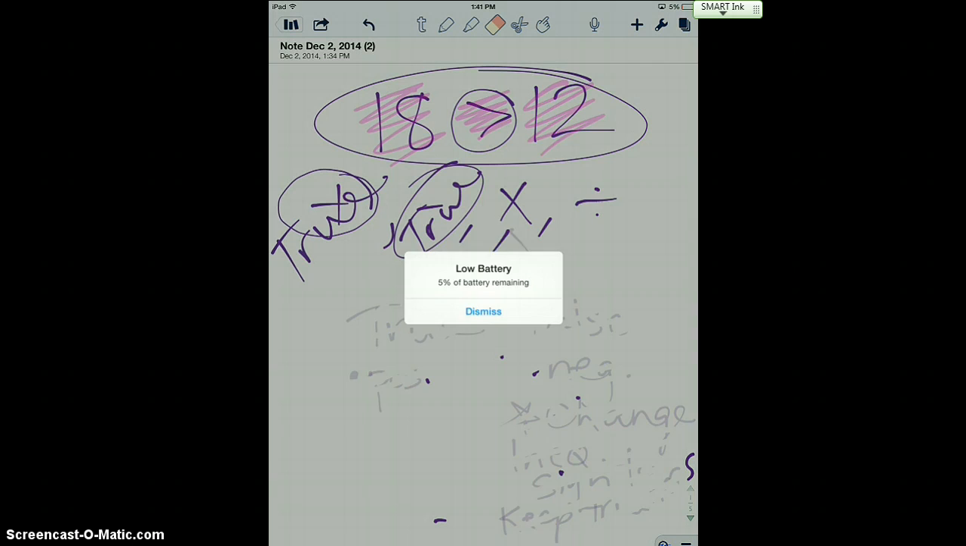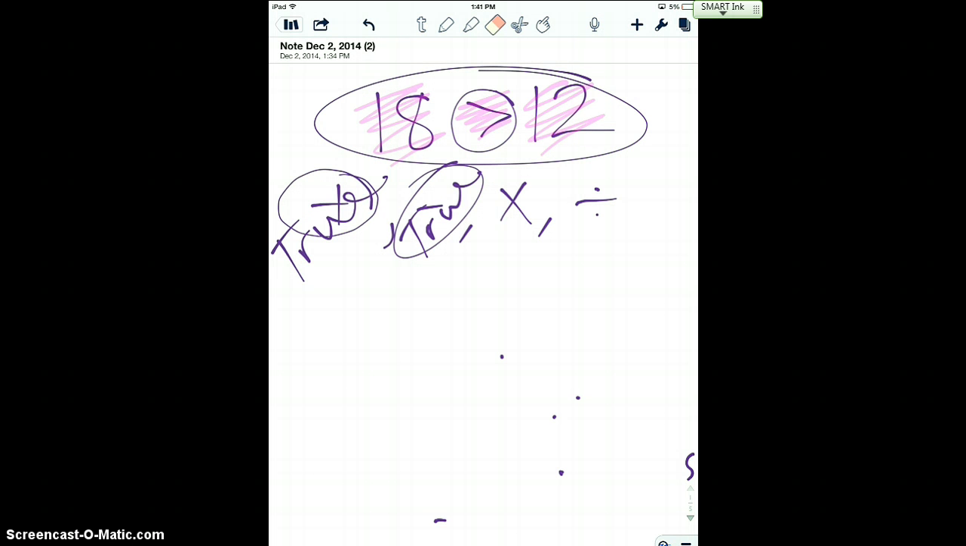Okay, and I'd like to keep that on here, but I have 5%. Let's see if I can keep going. I'd like to keep that on there, but I have to erase that.